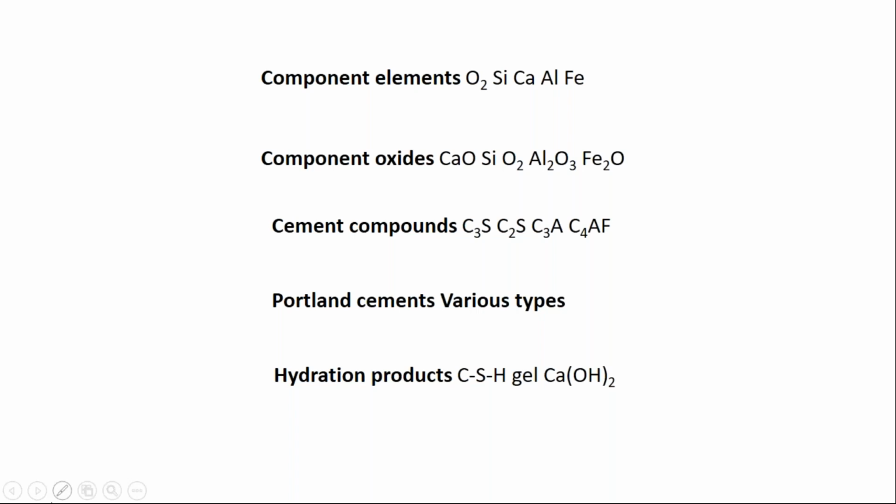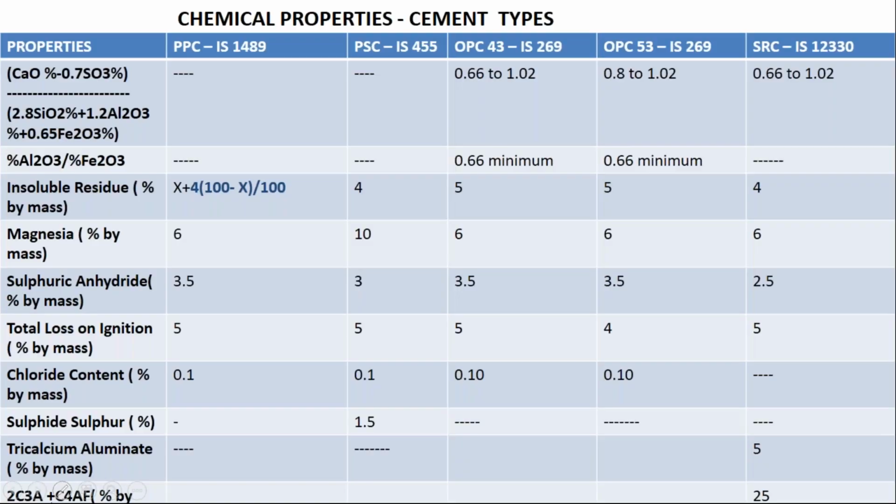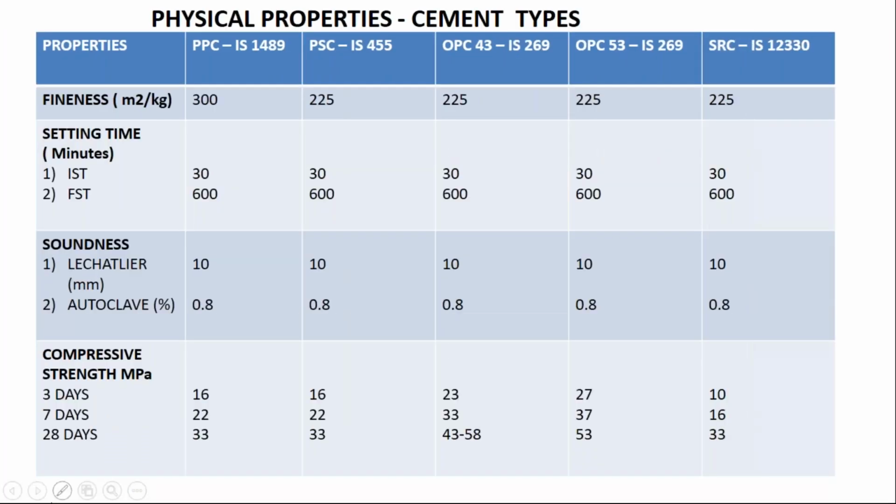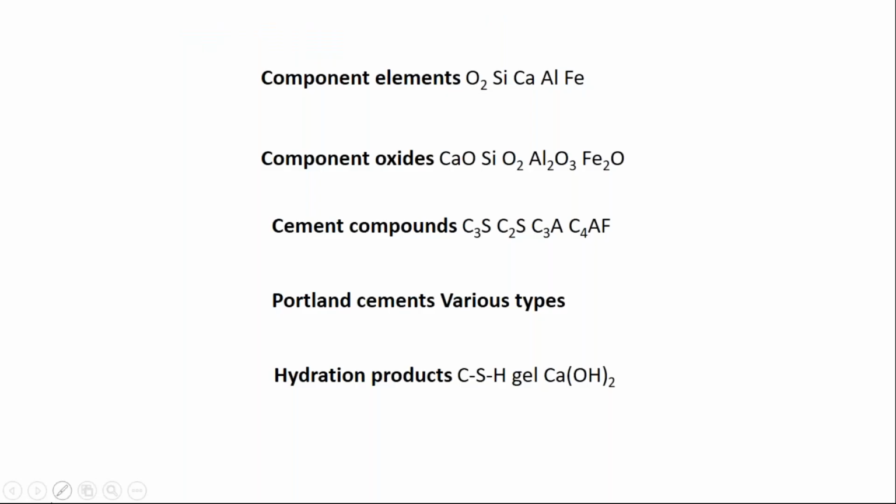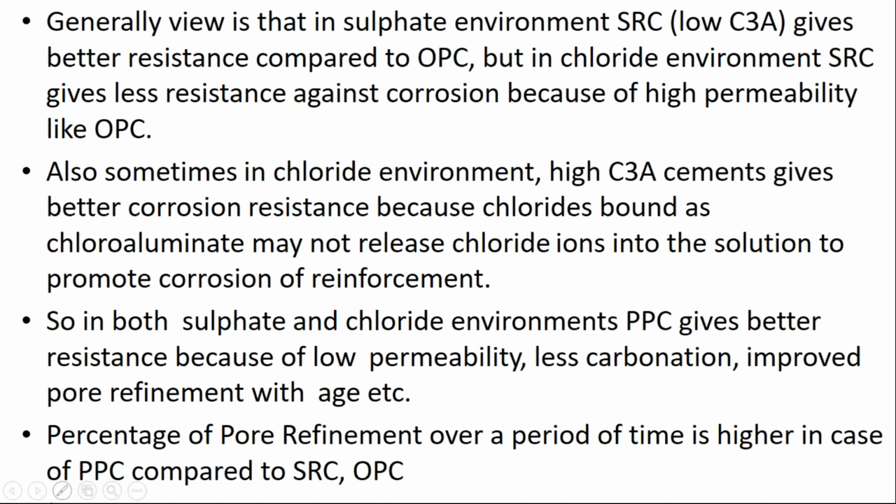So basically the cement chemistry, these are the basic fundamentals, and based on this only you will find that varieties of cement are being manufactured. And this is what I was just mentioning about the sulfate environment: if it is predominantly sulfate, go in for SRC, but if chloride is there, it will give less resistance.